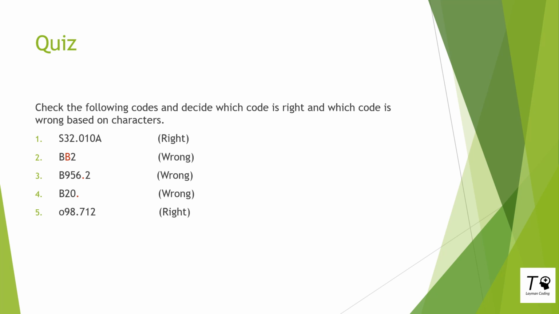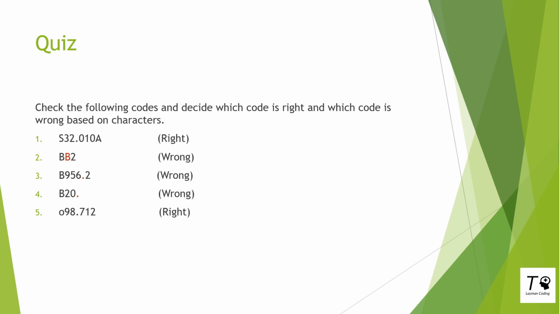Second question, is this code correct? BB2? No. Why? Because the second character here is an alphabet, but actually it must be a number. So this is a wrong code. Let's talk about the third question. Is this code correct? B95 6.2? No. Why? Because after 3 characters we place a point, but here they have placed the point after the 4th character. It means this is a wrong code.